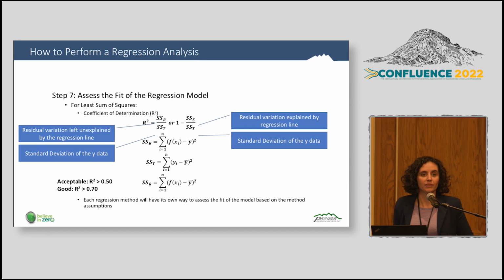So if that happens, I suggest you start over because something went terribly wrong. Again, I've got some recommended acceptable R squared values of 0.5, and a good R squared value is greater than 0.7.